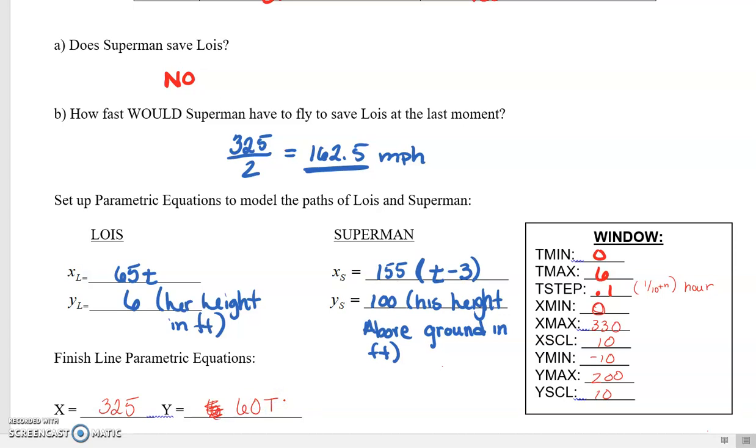And I think about that. When t is 0, I have 0. When t is 1, it's already at 60 feet, right? We need it to get to 100 feet where I've chosen to place Superman. So if you haven't already gotten your Lois and Superman in your calculator, do so. And then also place your finish line. Make sure your mode has this graphing in simultaneous mode.